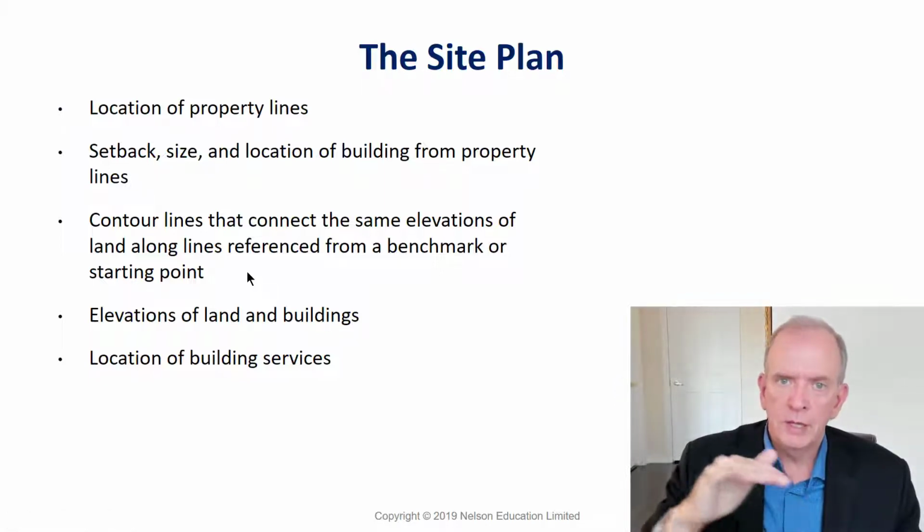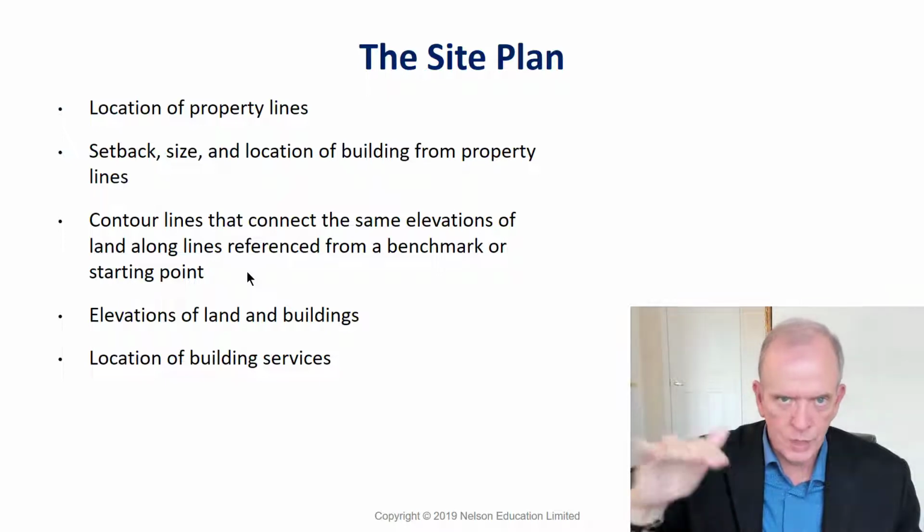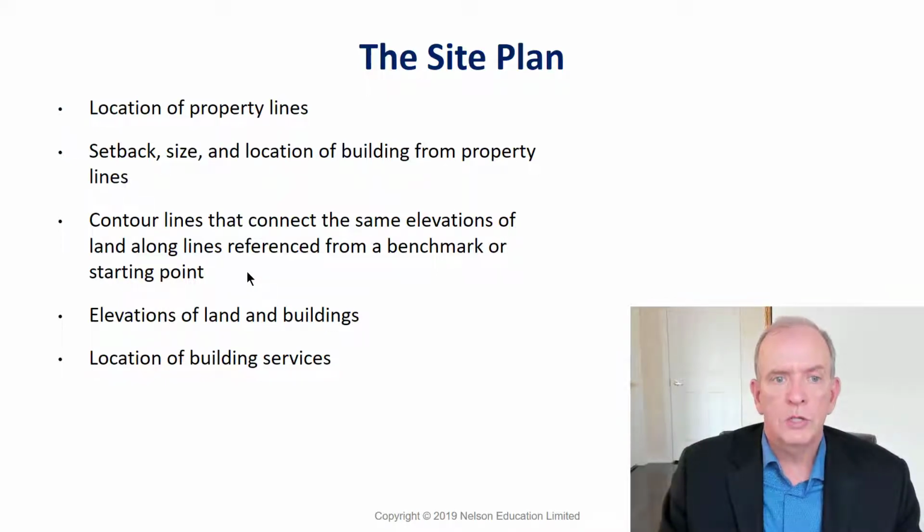And you may have existing contour lines for the existing slope of the lot, and then the new, graded contour lines, showing how you're going to adjust it to ensure that it slopes away from the building and fits the actual plat plan designed by the engineer if it's a multi-lot property. Elevation of the lands and buildings, and location of major building surfaces.